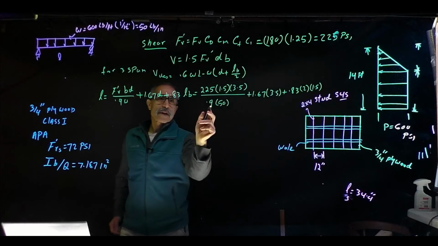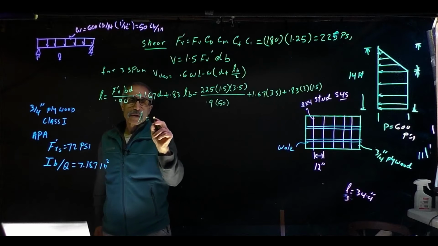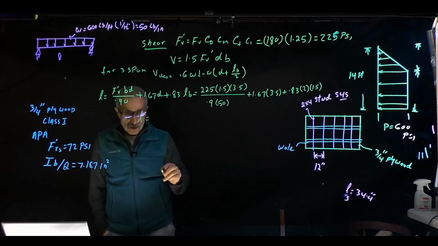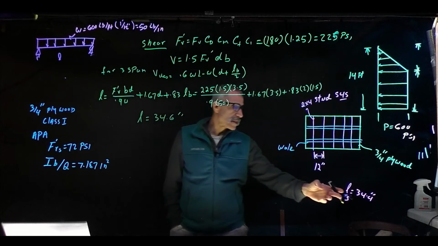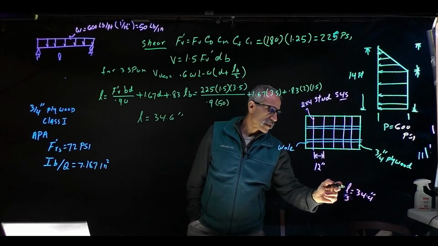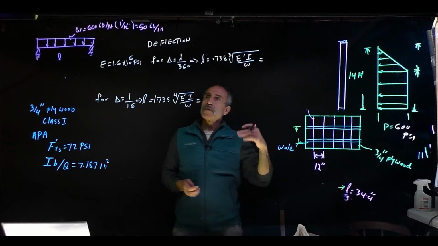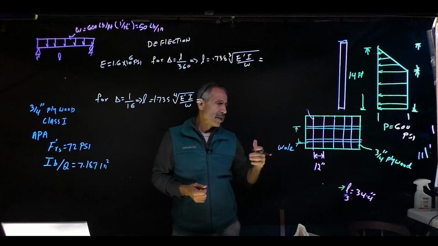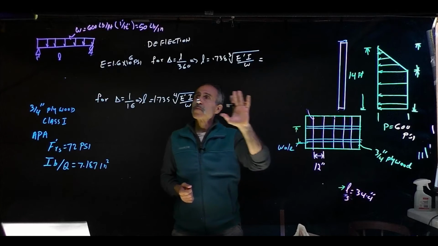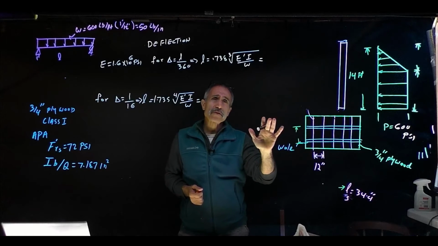And therefore our L comes out to 34.6 inch. That's almost the same as here, so this one controls so far. So far we did the bending check and the shear check, and bending so far controlled. Let's do a deflection check. Always you have to do a deflection check.